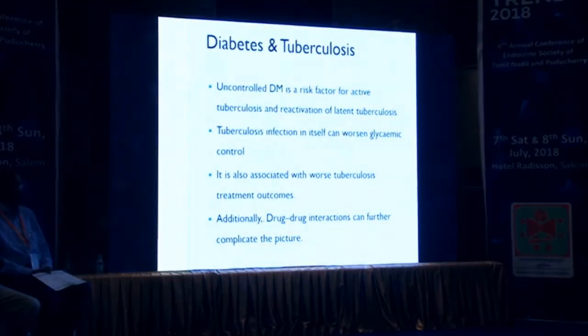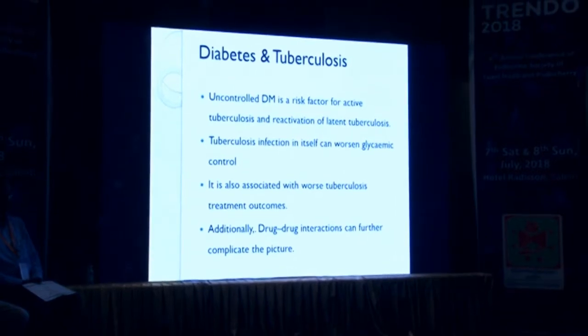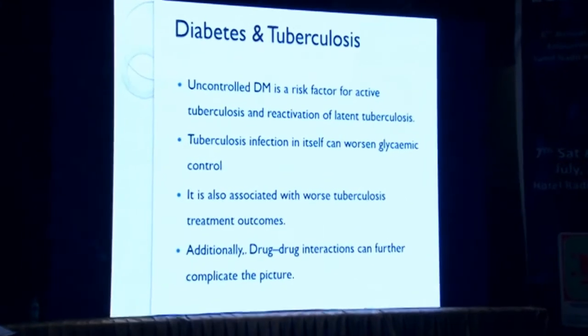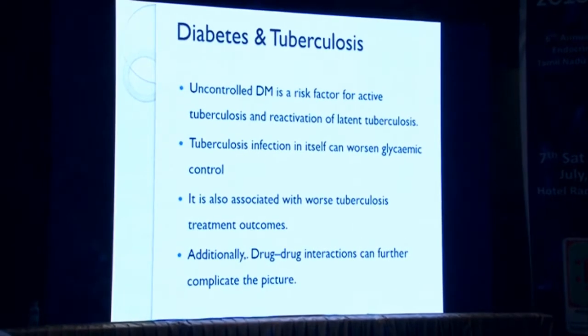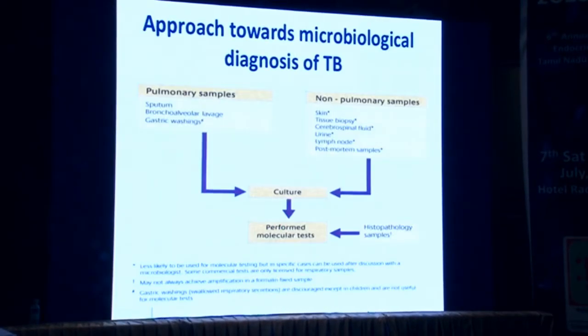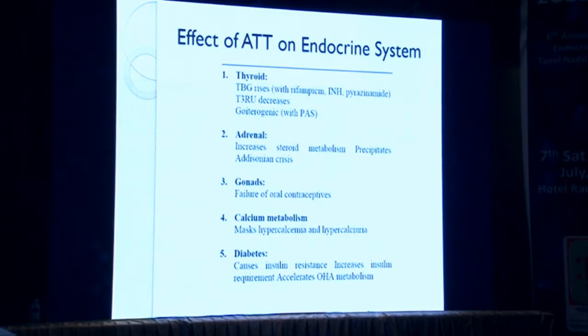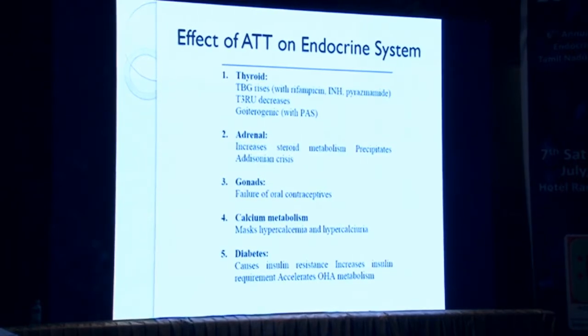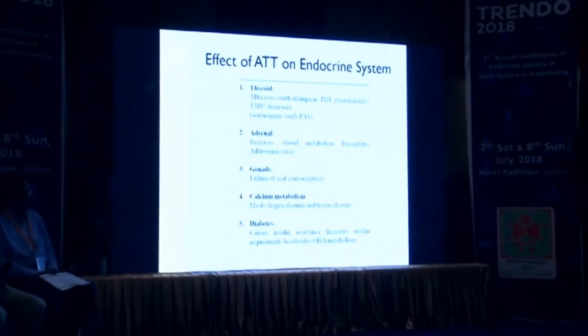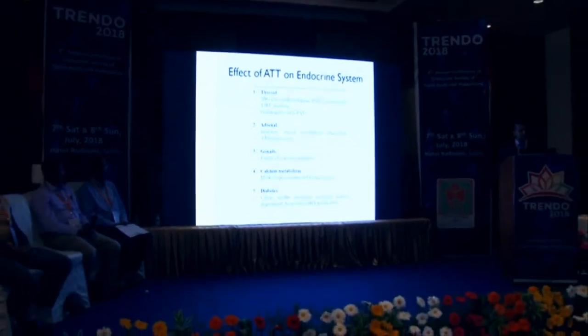Uncontrolled diabetes is a risk factor for active tuberculosis, and tuberculosis infection itself can worsen glycemic control, and it is also associated with a worse outcome of tuberculosis. And drug-drug interactions we have to keep in mind. I am not going into the diagnostics of tuberculosis. We always prove tuberculosis by one of the methods: sputum, culture, or the more recent BACTEC or PCR method, and GeneXpert is also available. We can get the report very fast. And ATT can affect various endocrine systems like thyroid and adrenals. Rifampicin precipitates metabolism changes, and causes failure of oral contraceptives in the gonads, and affects calcium metabolism.